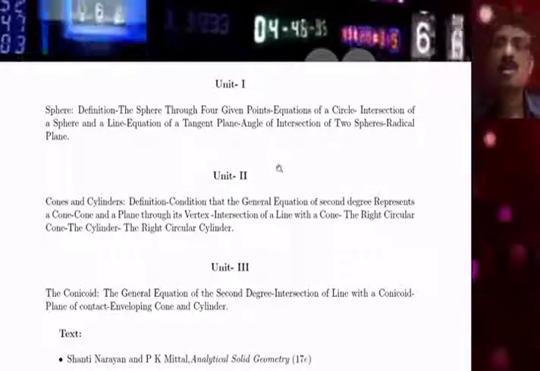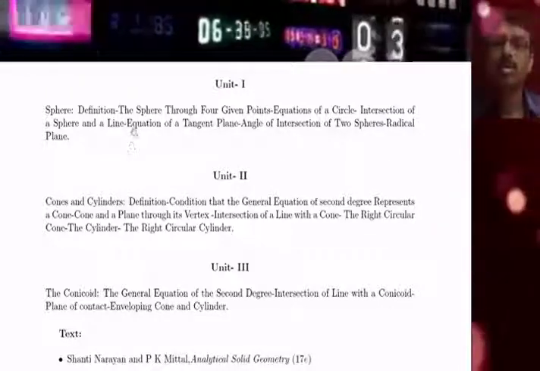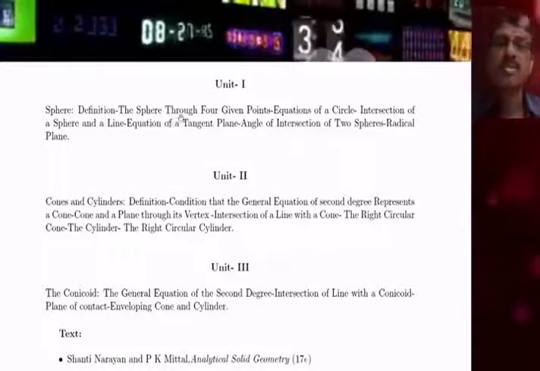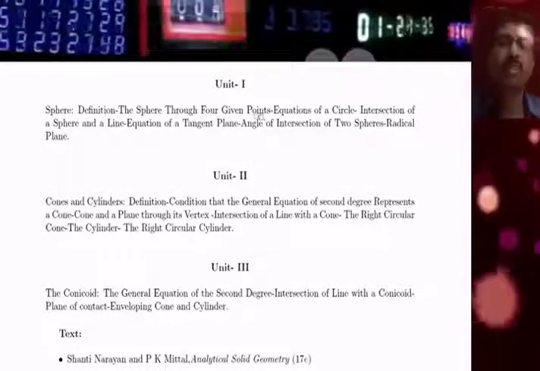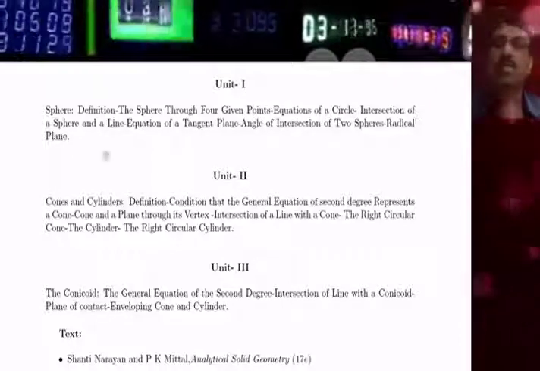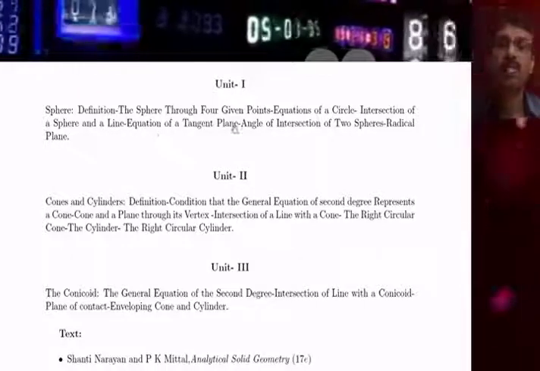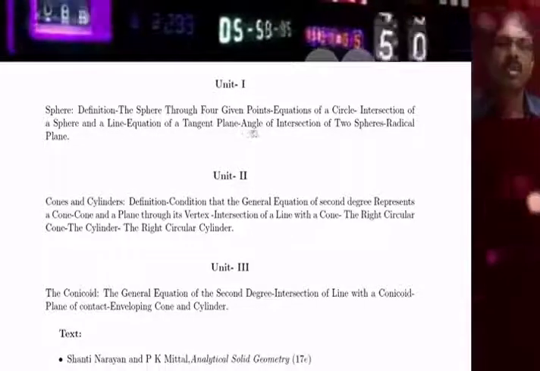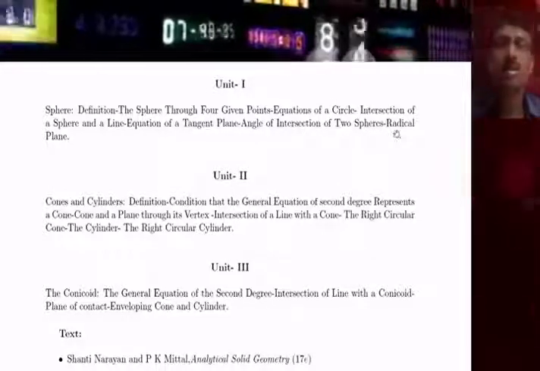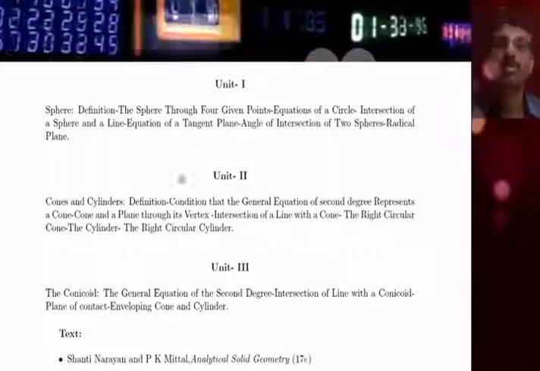The first unit contains sphere: definition of the sphere, the equation of a sphere through the given 4 points, equation of a circle, intersection of a sphere and a line, equation of a tangent plane, angle of intersection of 2 spheres, radical plane. So these are unit 1.